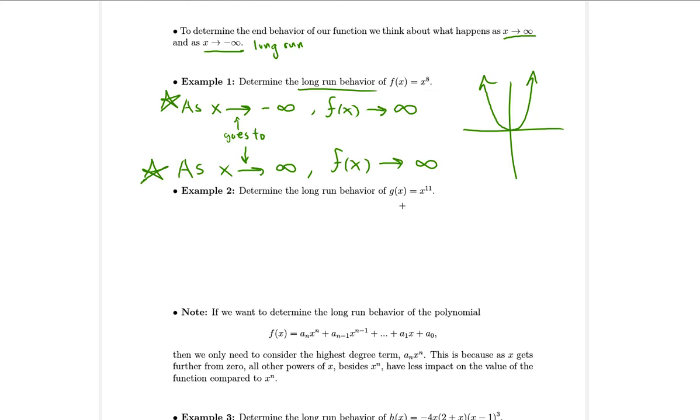And so in this one, we talk about g of x equals x to the 11th power. Well, based on what we talked about on the previous page, if it's odd, the basic look is this.